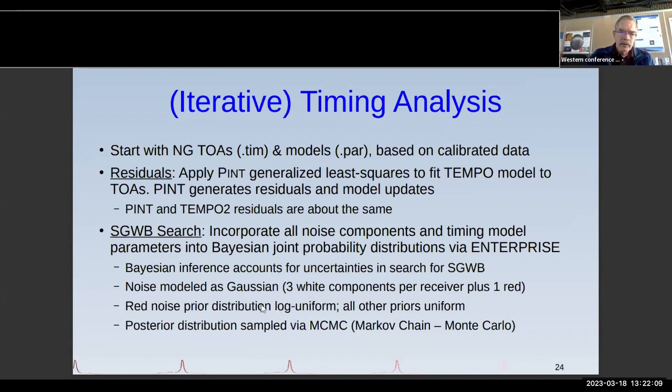And so when you're doing Bayes methods, you have to specify what your prior distribution is. You have to tell the code what the distribution is beforehand. And in this case, it's log uniform for the red noise. The white noise is just uniform. And then the posterior means your results. And the distribution is sampled by this MCMC.